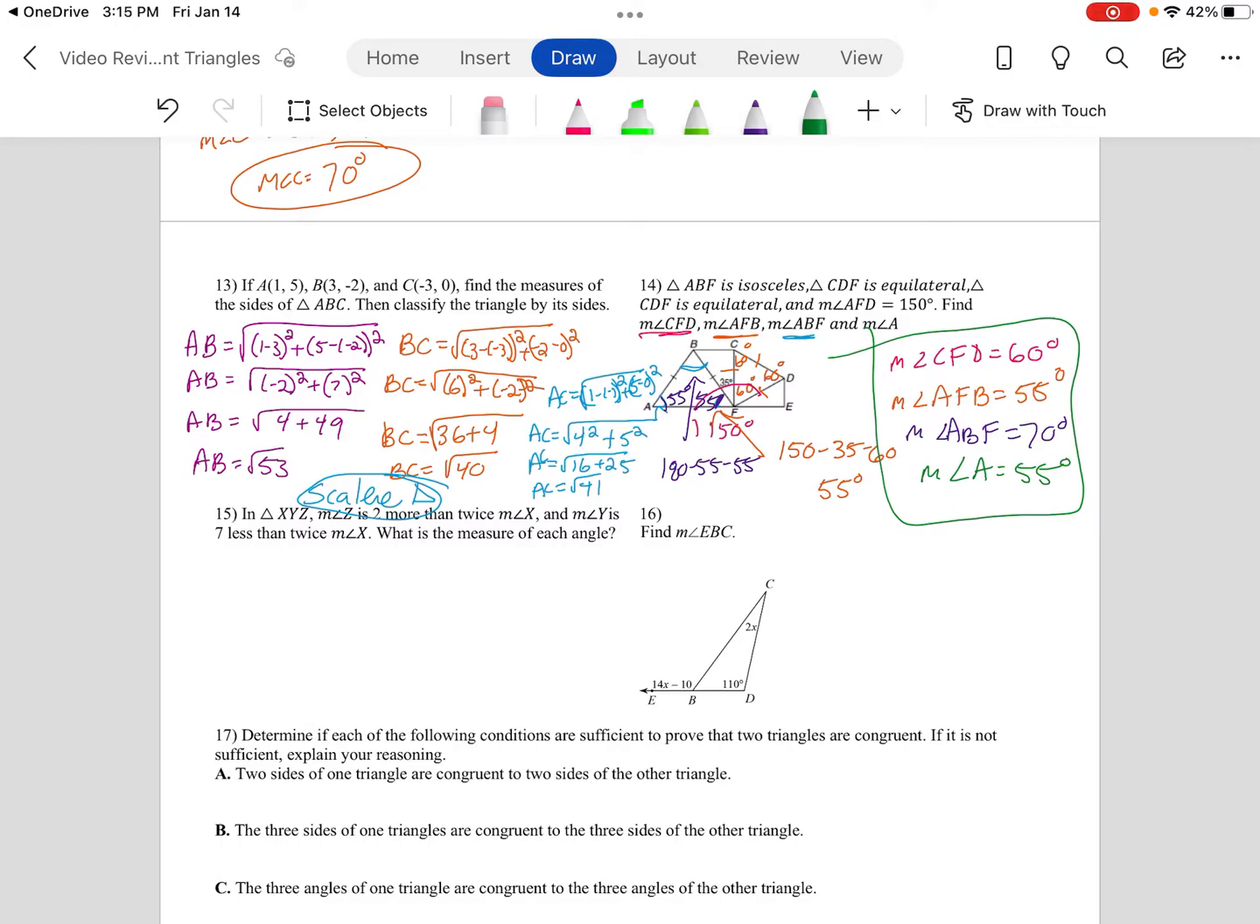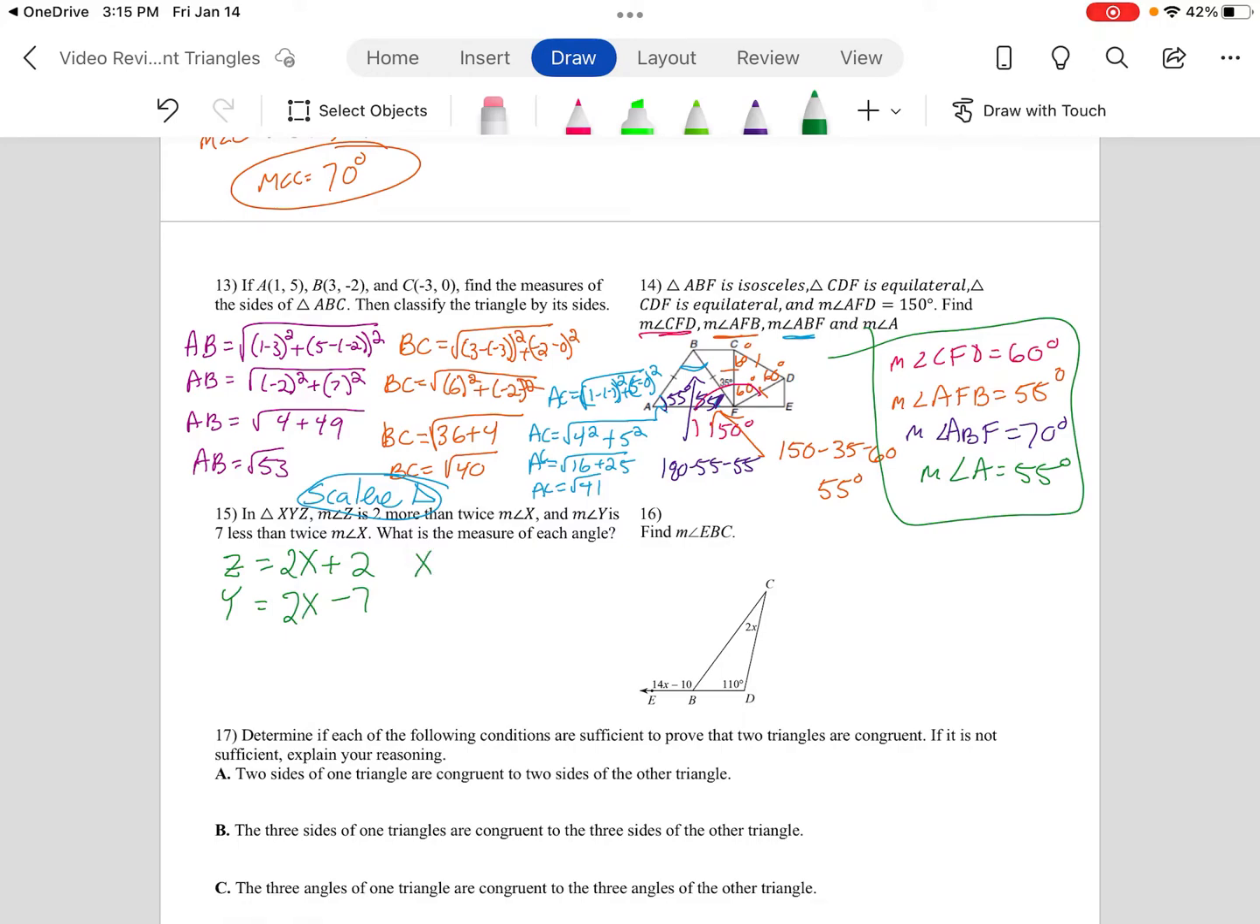It says in triangle XYZ, the measure of Z, so I'm just going to write Z, not the measure of, is 2 more than twice the measure of X. The measure of angle Y, I'm just going to write Y, is 7 less than twice the measure of X. What is the measure of each angle?